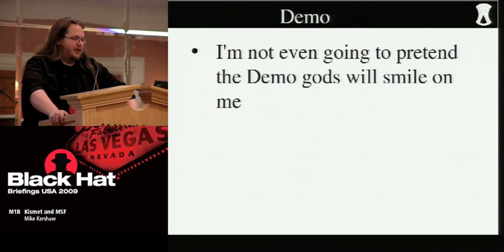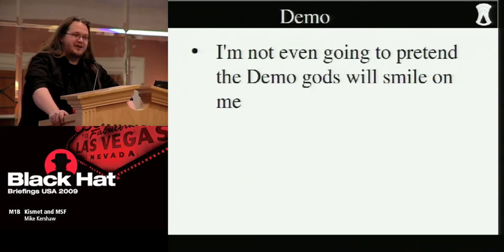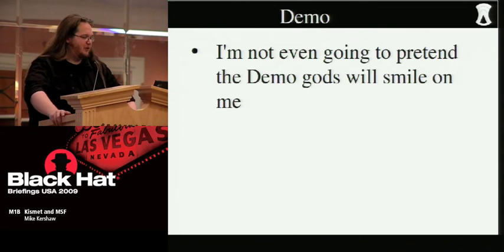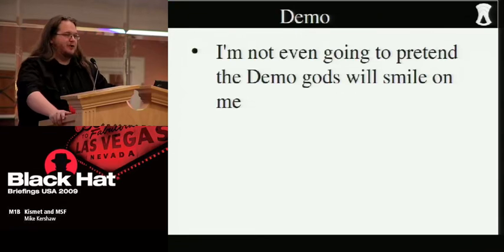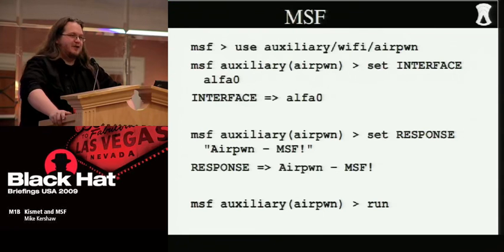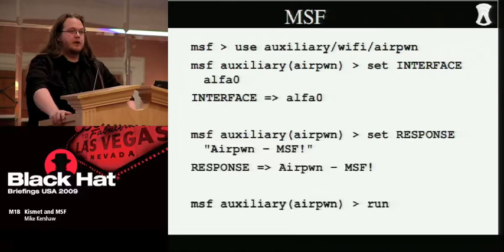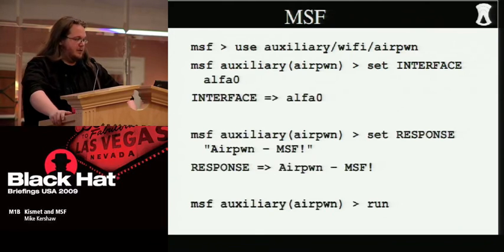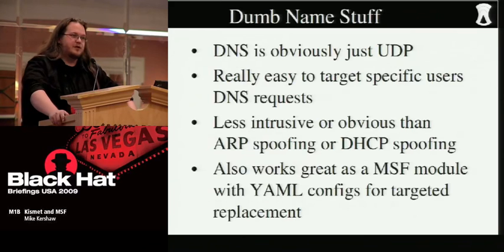And I'm not even going to pretend that the demo gods are going to smile on me today, since OpenOffice wouldn't even. So here you go, you get Courier font screenshots pasted into OpenOffice. But so there you go, you can set the interface per normal, load it up, set the response. You can do quick responses based on the CLI in Metasploit, or you can do complex responses pointed towards files on your file system and whatnot, and set it to run. And OpenOffice ate my screenshot page showing that actually worked.